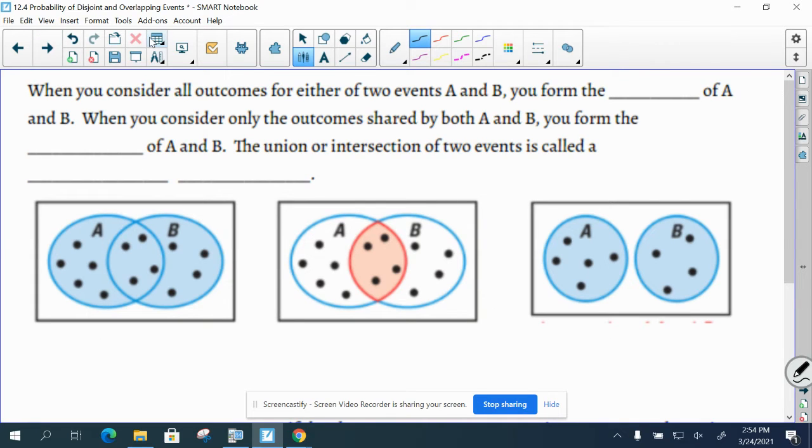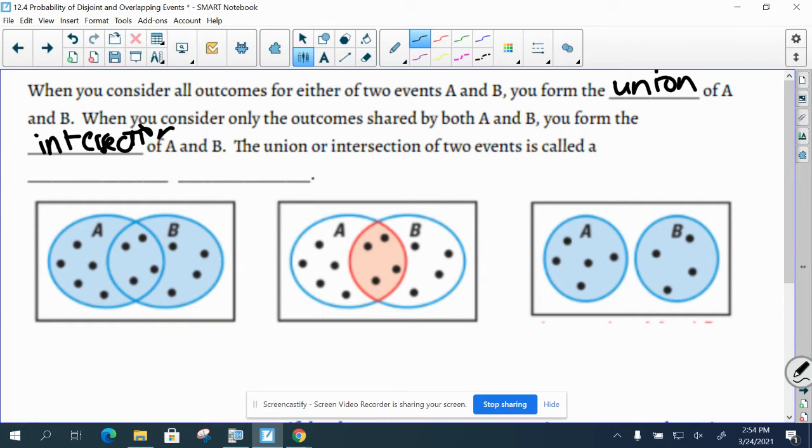So when you consider all outcomes of either of two events, A and B, you form the union of A and B. When you consider only the outcomes shared by both A and B, you form the intersection of A and B.